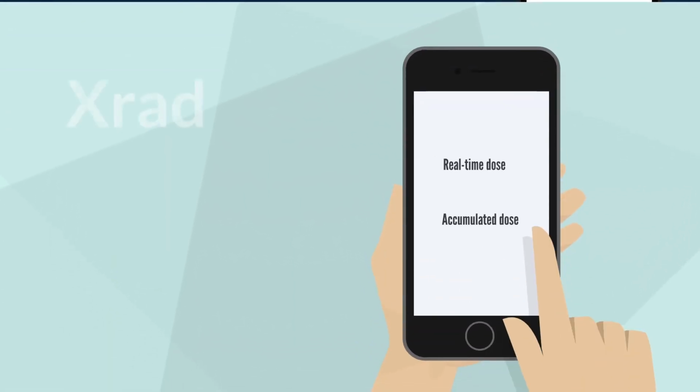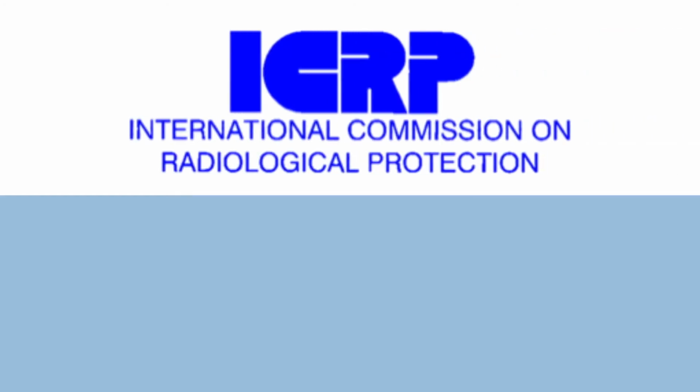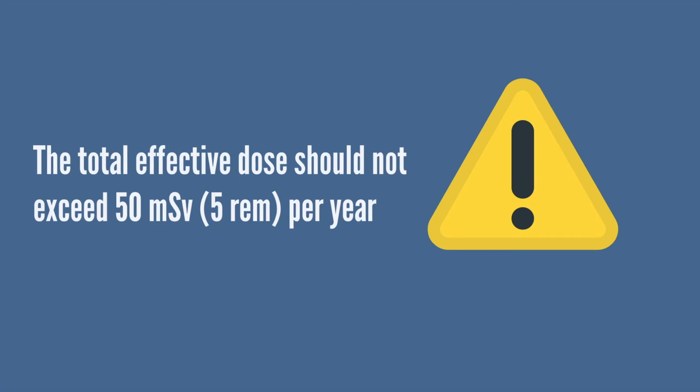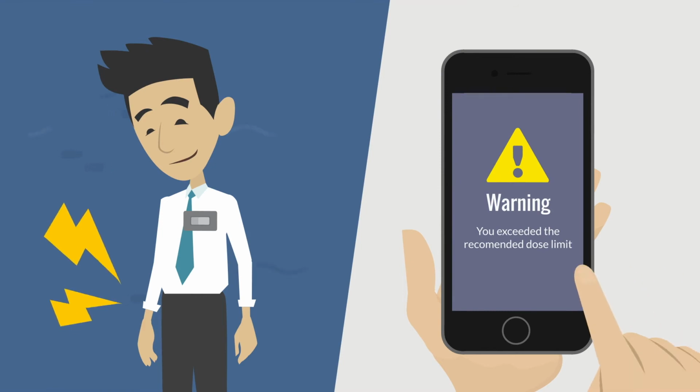The X-RAD mobile application is responsive and offers a greater user experience for iPhone or Android users. The users will be able to visualize the real-time and the accumulated radiation dose with this application, and they will follow the general recommendation by the ICRP and NCRP that an individual's total effective dose should not exceed 50 millisievert per year. So if the user exceeds the recommended limit, an alert and notification will pop up.